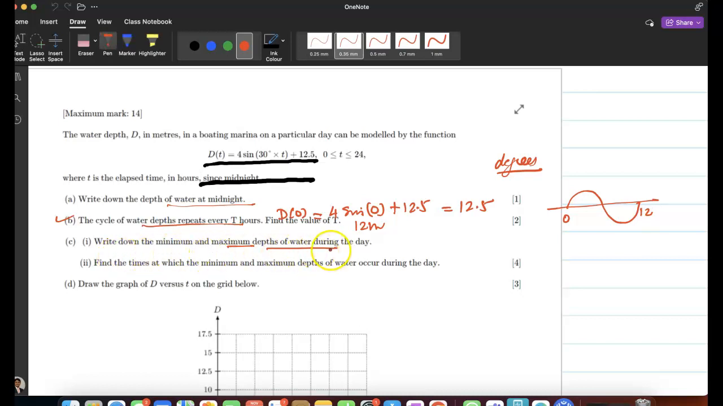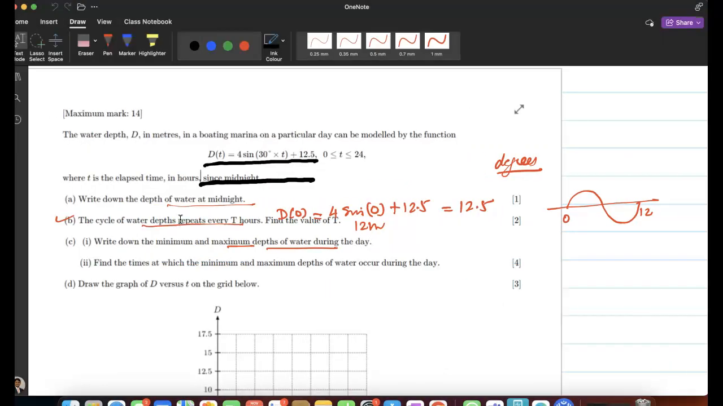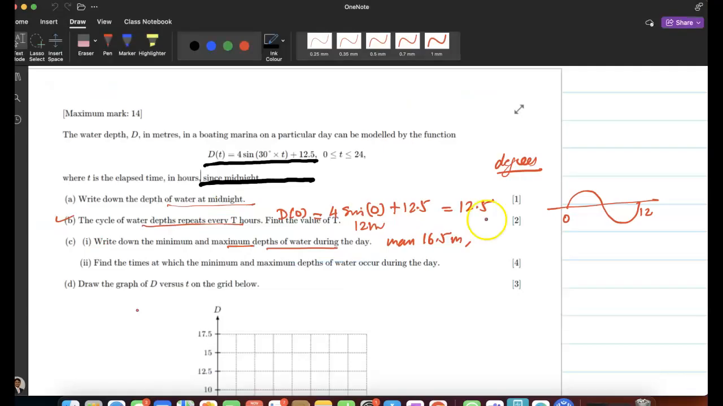Write down the maximum and minimum depth of the water during the day. So maximum, you can do G-solve, you can do max. You take this curve, enter, max is 16.5. So max is 16.5 meters. Minimum, you can do G-solve, minimum. This is the curve that you select, enter, 8.5. So minimum is 8.5 meters.